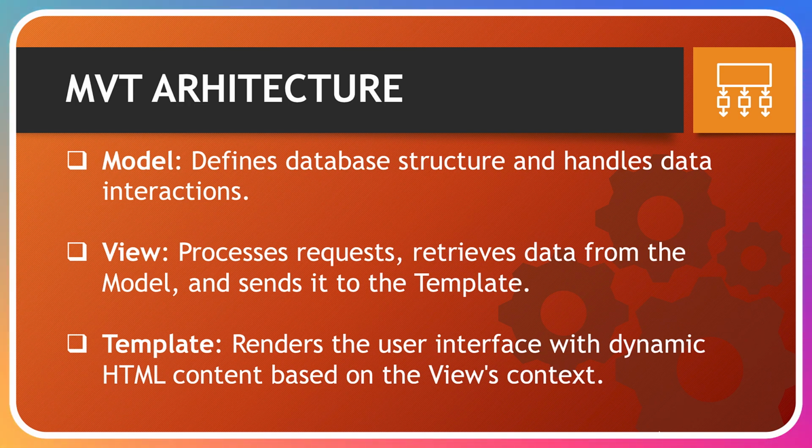It has the model, which defines the database structure and handles data interactions. The view, which is like the logic layer, processes requests, retrieves data from the model, and sends it to the template. And then we have the template, which is the presentation layer. The template renders the user interface with dynamic HTML content based on the view's context. With that said, let's jump into the code.